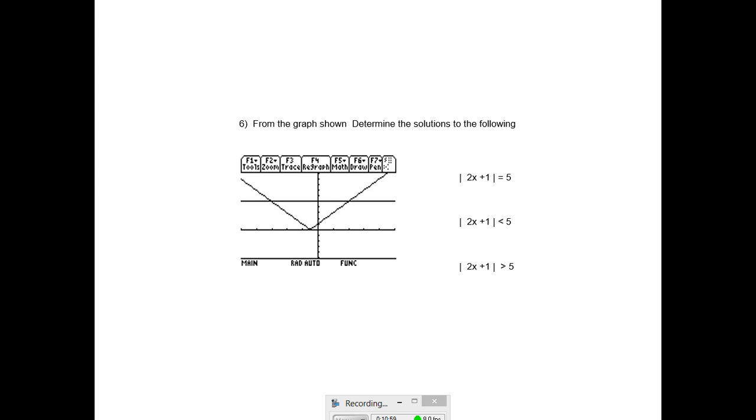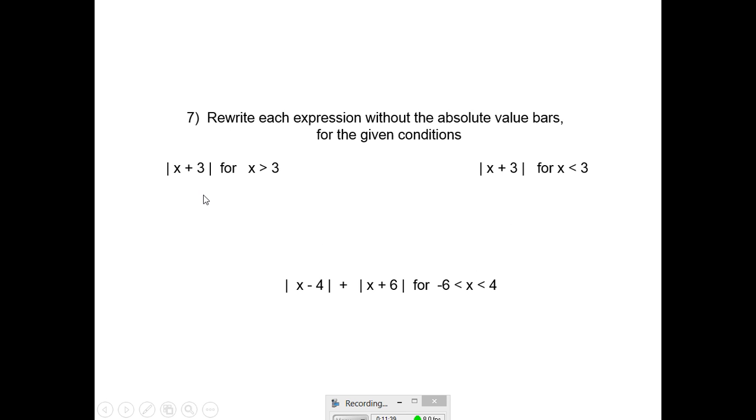This is pretty much a graphical solution. So this is the absolute value of 2x plus 1 as graphed. This is 5. So we're asking when is it equal to 5? Well, we can kind of pinpoint where they are equal. It's at 2 and at -3. Okay. When is it less than 5? Well, it's going to be less than 5 whenever the absolute value graph is underneath that horizontal line, which is, of course, between -3 and 2. And then it's going to be greater than 5 for 2 to infinity, and -infinity to -3. It's just a graphical solution to that.